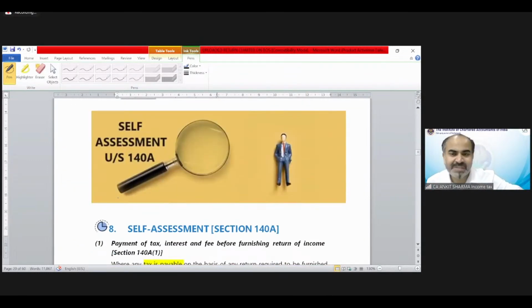Now self-assessment tax, that is nothing. You have to assess tax yourself. That is, computation of tax liability is called self-assessment.